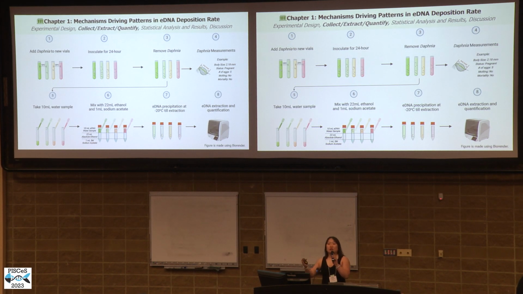And then we take the water on the side, we collect 10 mL out of the vial and mix it with ethanol and sodium acetate and let it precipitate at -20 until extraction. We used the QIAGEN blood and tissue kit, and we quantified all of our eDNA samples using droplet digital PCR with a previously established assay designed in the lab by Daniel Borg, right over there. So what do we see?